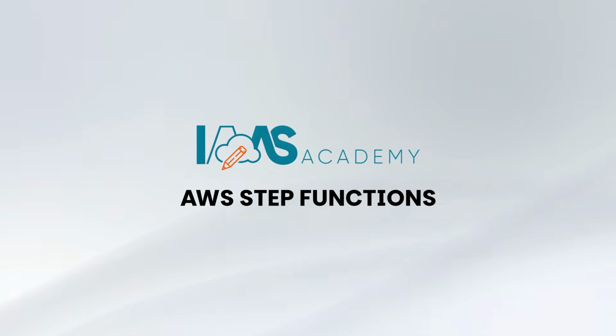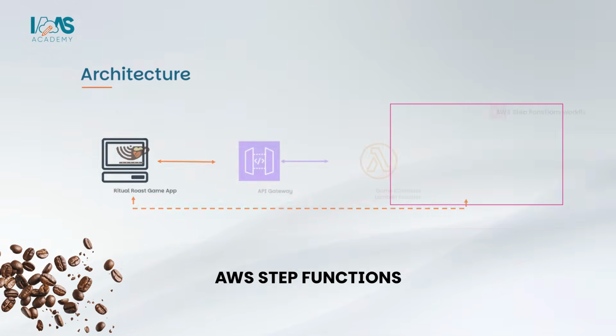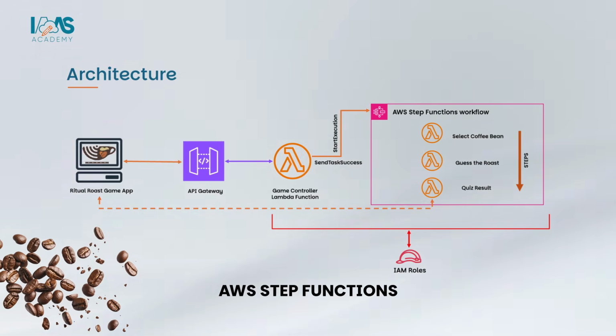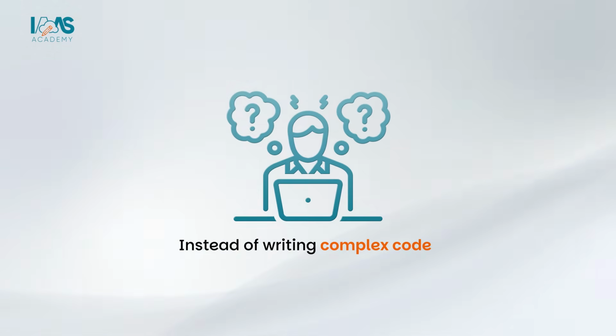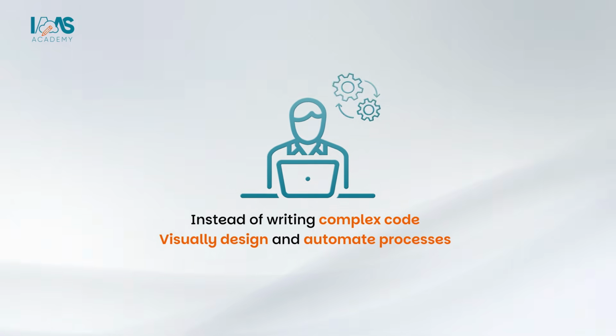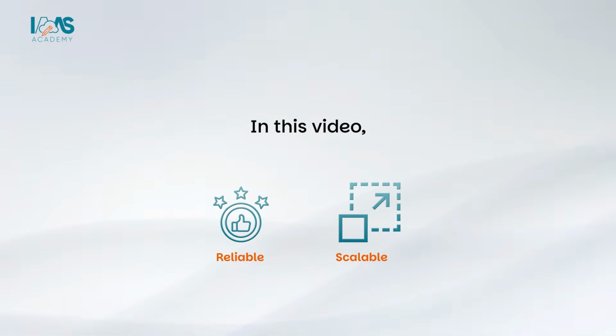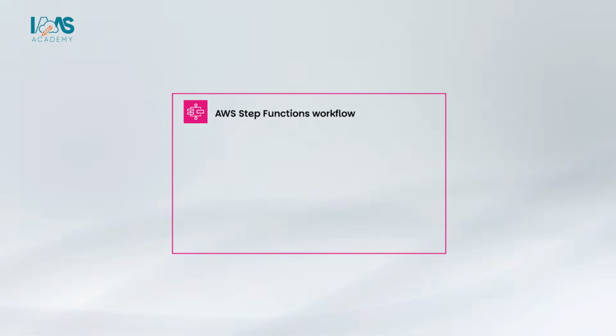AWS Step Functions is a fully managed service that lets you build resilient workflows by connecting AWS services with just a few clicks. Instead of writing complex code, you can visually design and automate processes, making your application more reliable and scalable. In this video, I'm going to introduce you to the AWS Step Functions service.